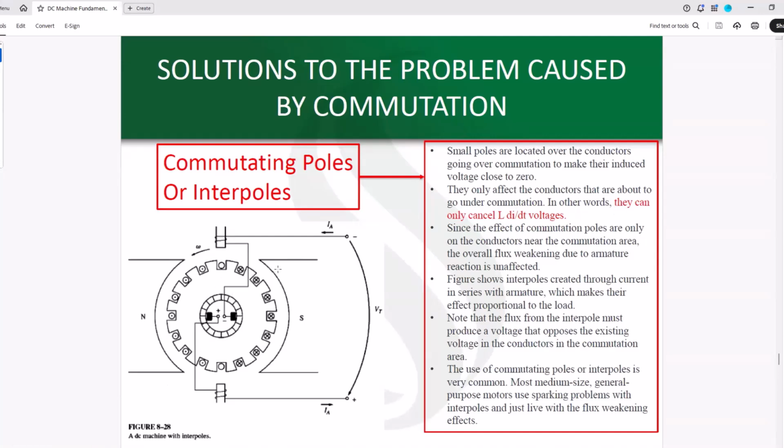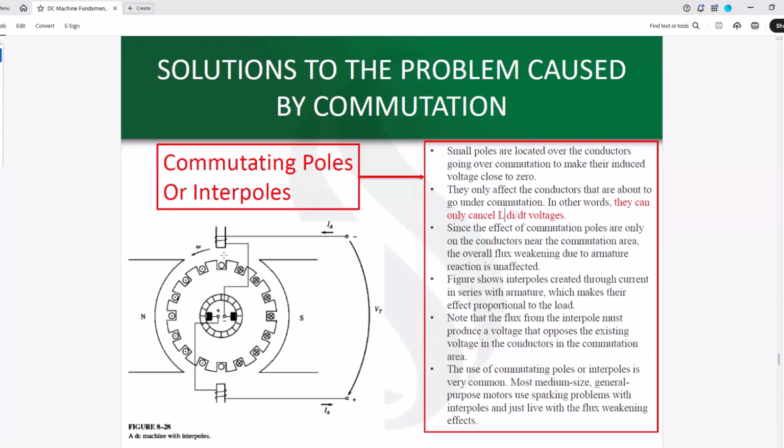Mostly what these commutating poles or interpoles do is cancel the L.di over dt voltages by producing a magnetic field that would overall result in a reduced voltage induction at the neutral plane. The reason that we have sparking from L.di over dt voltages is that there would be some voltage associated with this phenomenon. L.di over dt is the voltage across the inductor L.